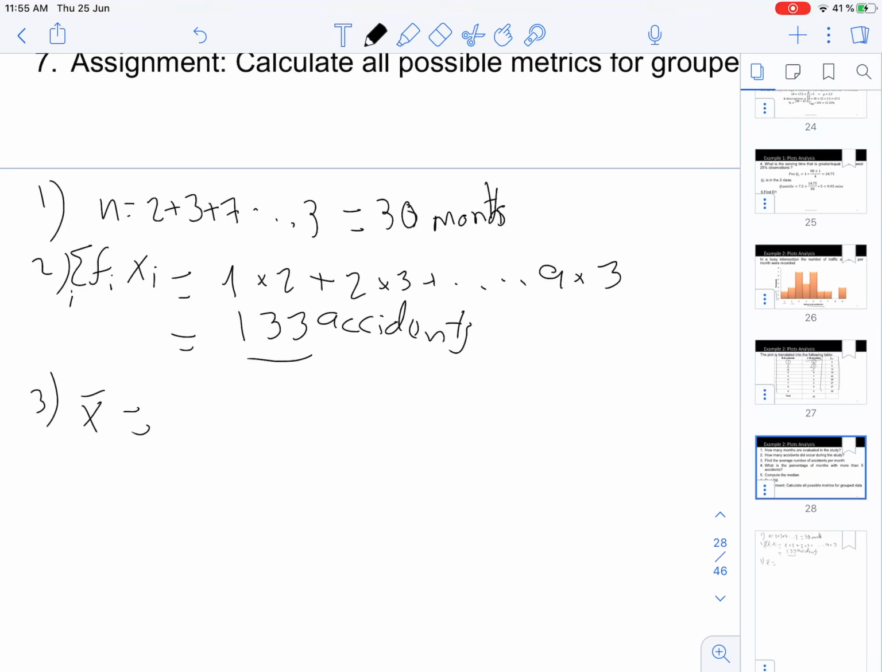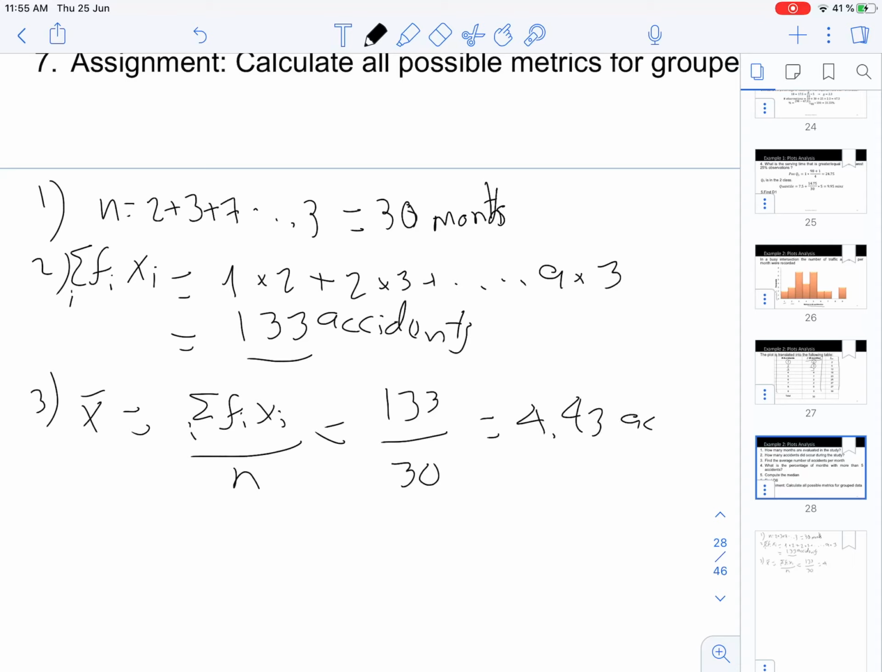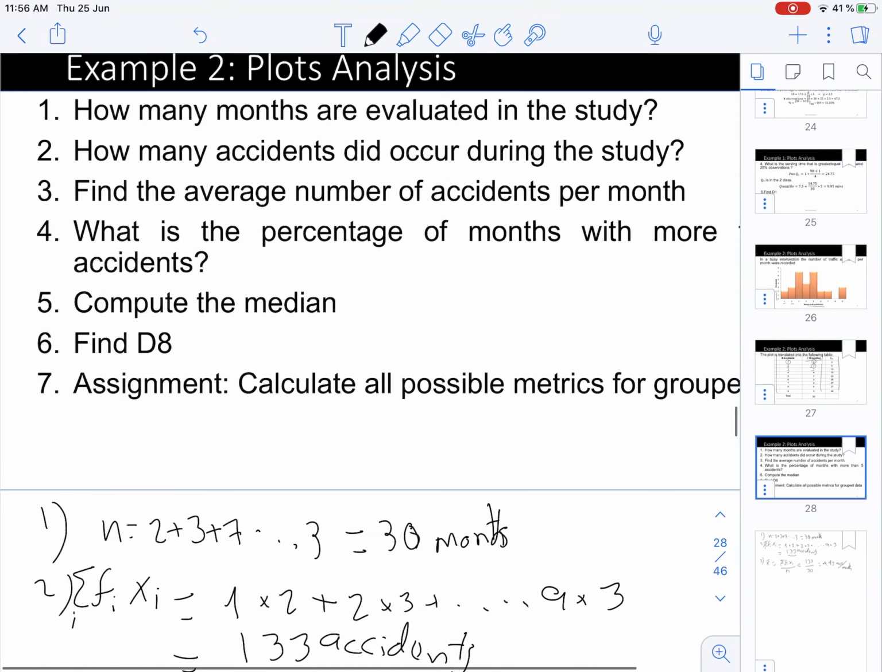So that's the numerator. I'm gonna write down the equation. This is the sum of Fi times Xi over N. And we know them, the numerator and the denominator. So this is 133 divided by 30. So we have 4.43 accidents per month. That's the sample mean, right?